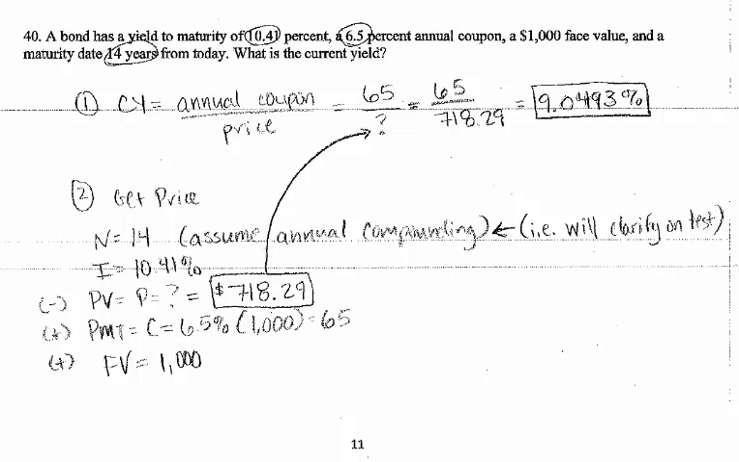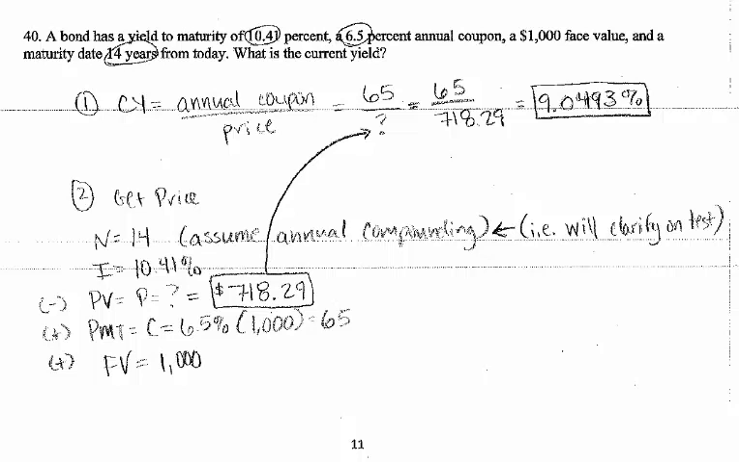So N equals 14. I is going to be 10.41% because that's the yield to maturity. The payment is going to be 6.5%, which is the coupon rate, times par of 1,000, so that's $65 for payment. Future value is always 1,000. Solve for price, you're going to get $718.29.